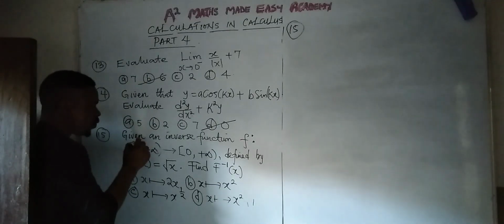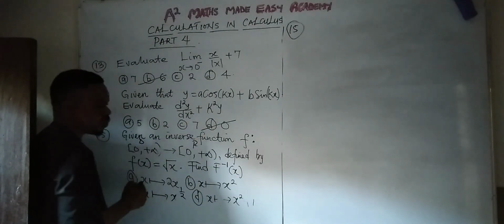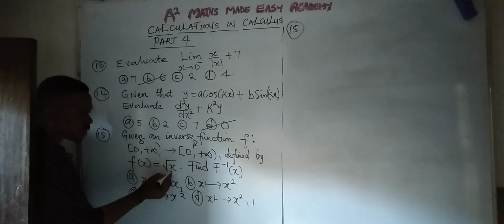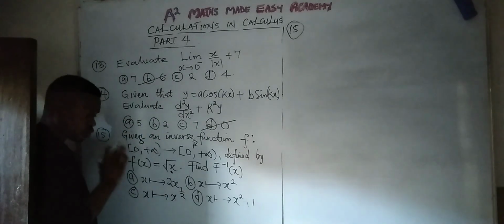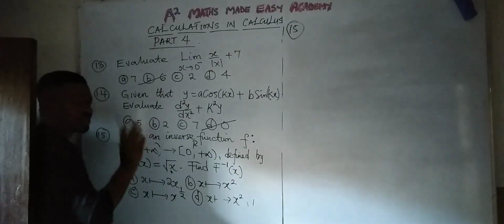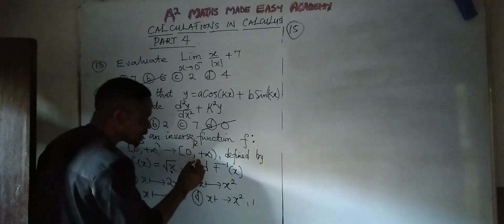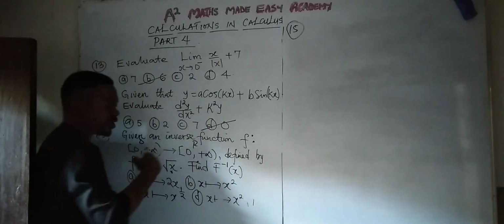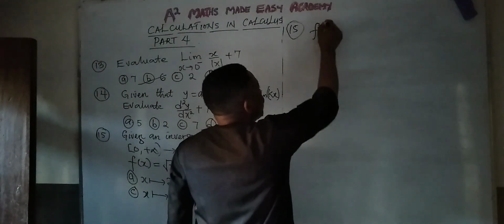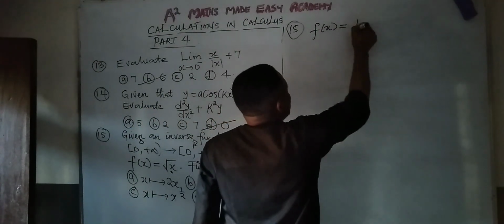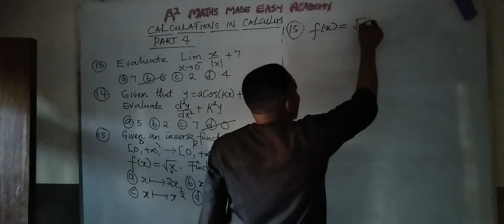Now I want you to observe here. This thing that you see, we call it the domain, and this one we call the range. This particular function, I believe that this is the domain and this is the range. Yes, it corresponds. But that is not our major concern. Our concern is to find the inverse of that function. Are you ready now? What are we given? f(x) is given as √x. Are you with me?